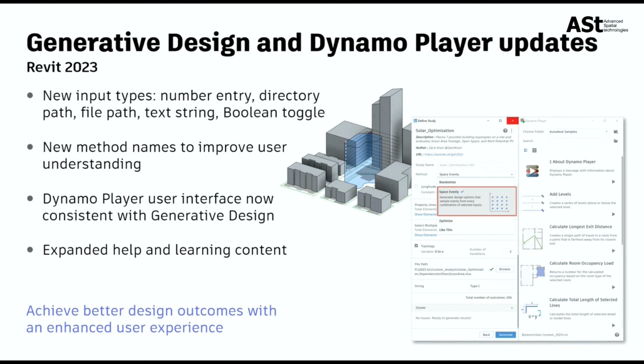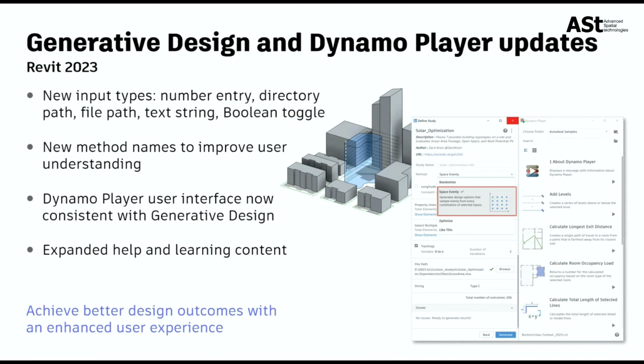For the new method names, the define study dialog is going to provide new descriptions and thumbnails in the method dropdown to help you choose the proper method for your study. The cross-product method has been renamed Space Evenly to better represent how the data is combined with every parameter in a study.